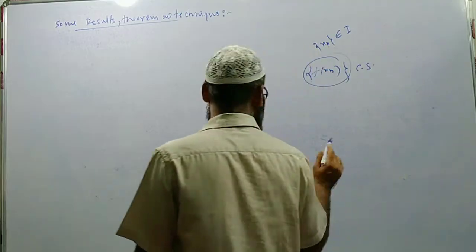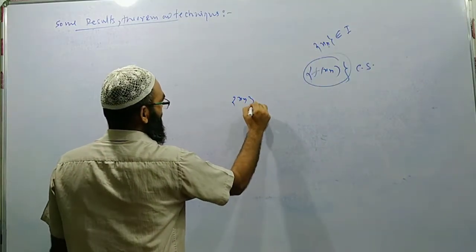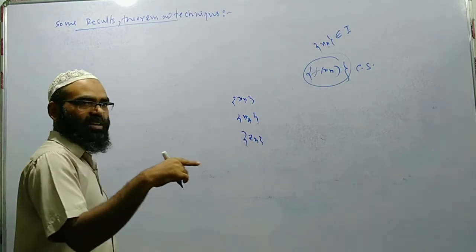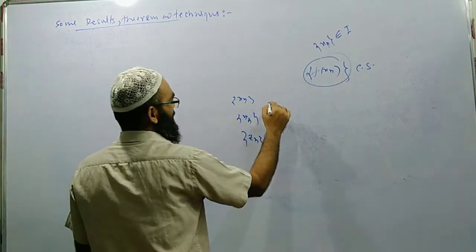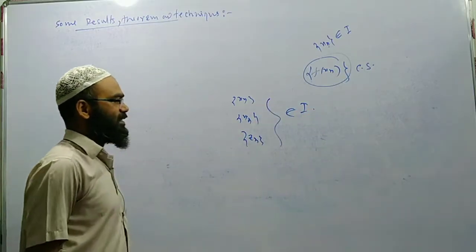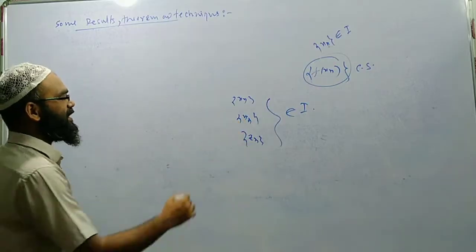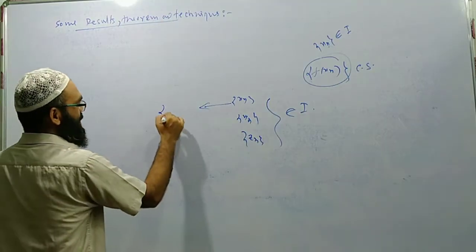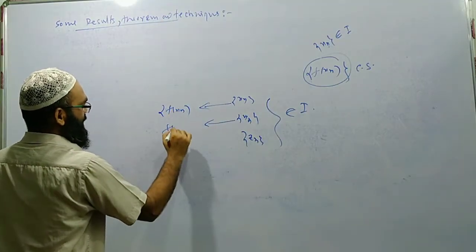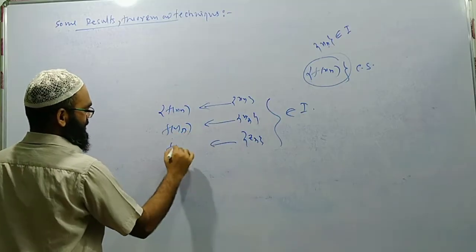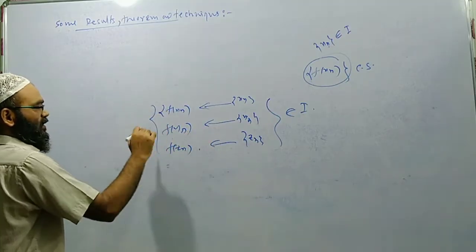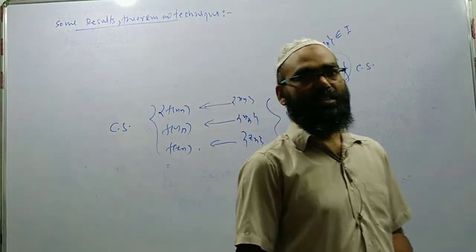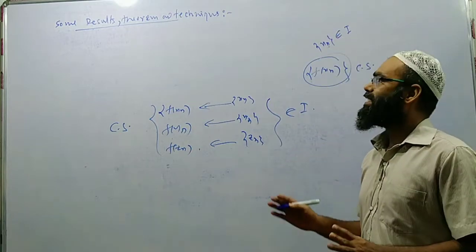For example, suppose that xn, yn, zn are all Cauchy sequences from I. These all belong to I. If these are Cauchy sequences, then the sequences of their functional values, f(xn), f(yn), f(zn), are also Cauchy sequences. This is the sequential approach.